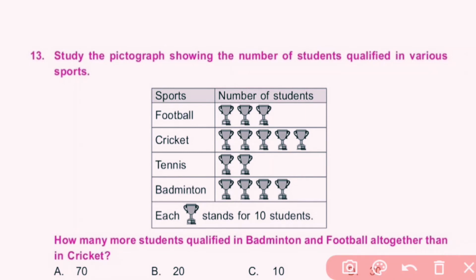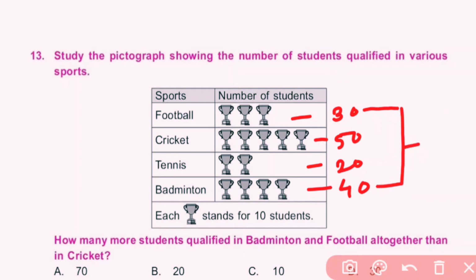Each trophy stands for 10 students. So here 30 students, cricket 50 students, tennis 20 students, badminton 40 students, and all together football and badminton total 30 plus 40, 70 students. In cricket there are 50 students, so the difference is 20 students. So 20 more students qualified in badminton and football altogether than cricket. B is the correct answer.